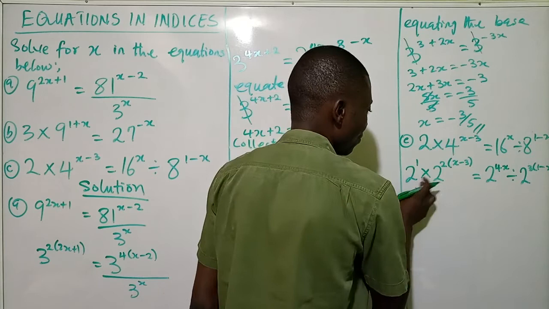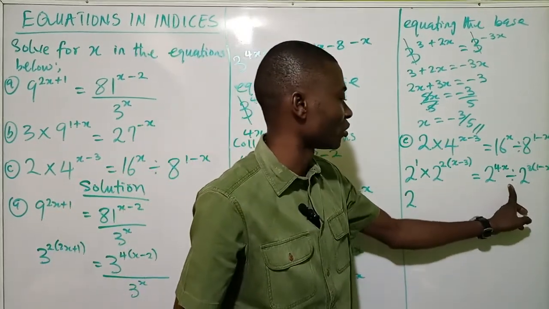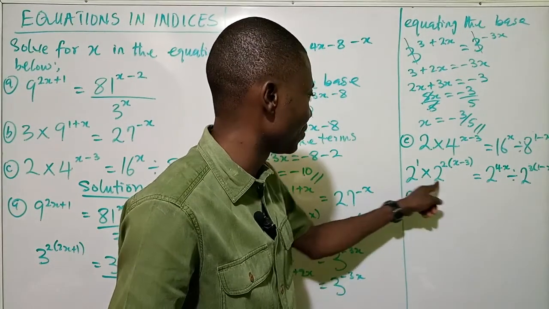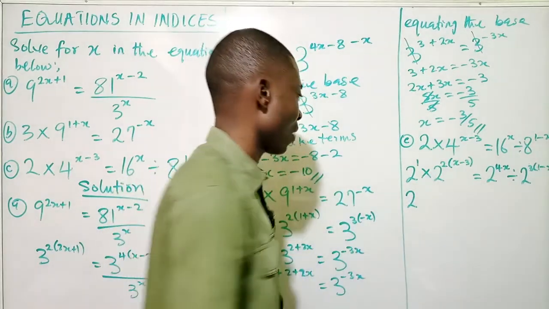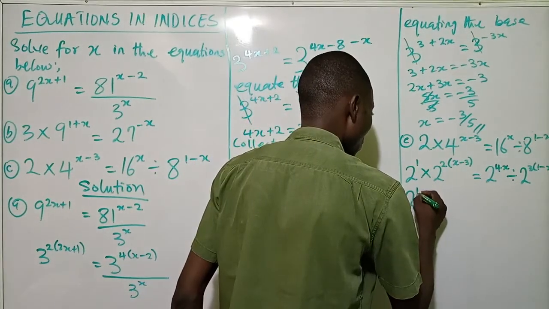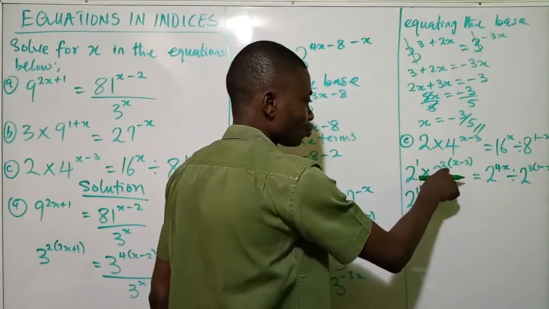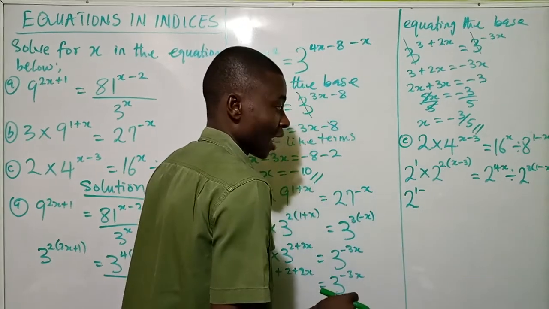Now I'm going to apply the multiplication law here, and the division law. The division law says that if the base is the same, I should subtract the power. So that is 2, 1 minus, okay? Now look at this. 2 times x is 2x. Are you following?